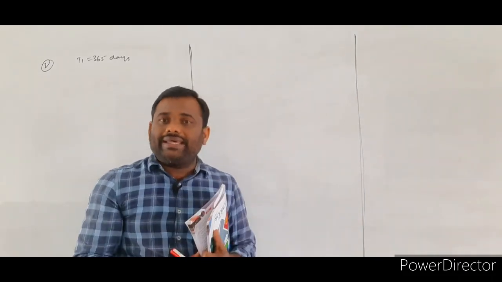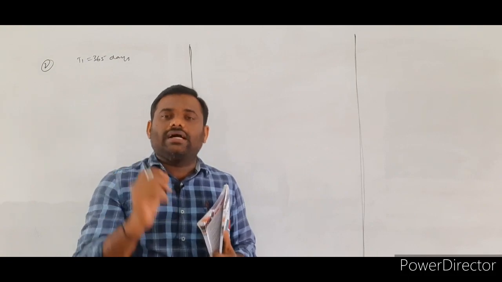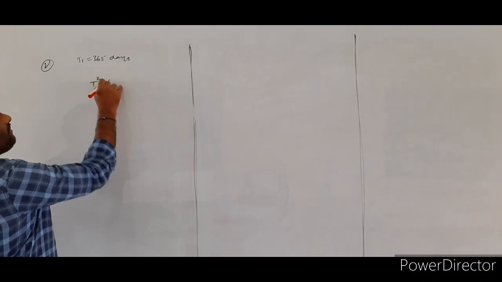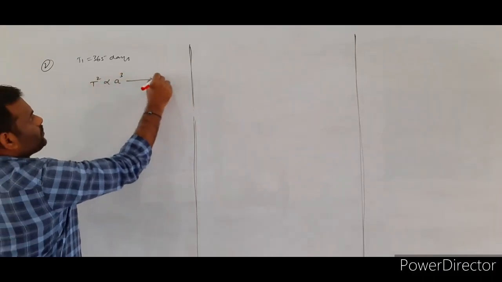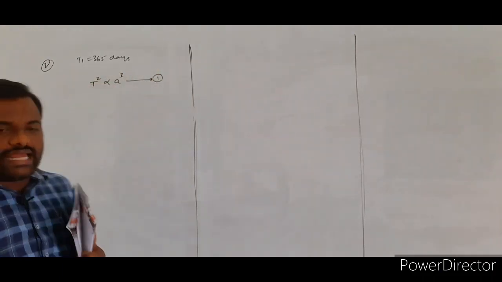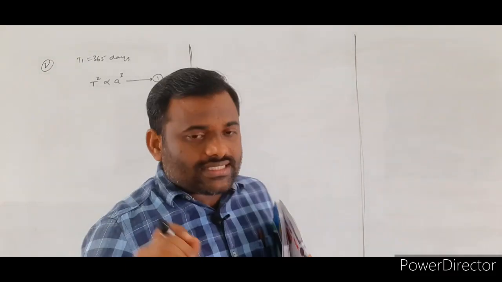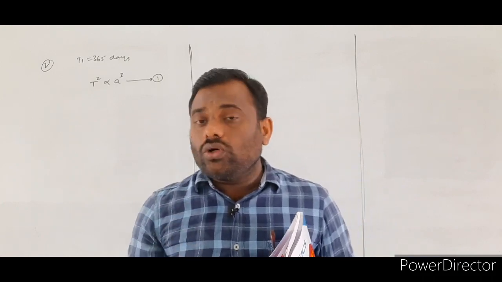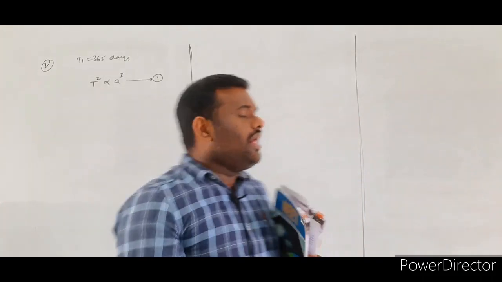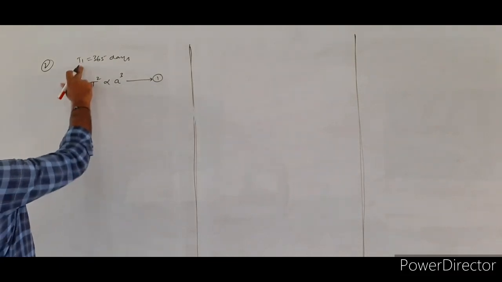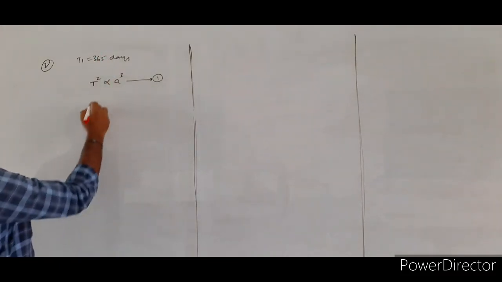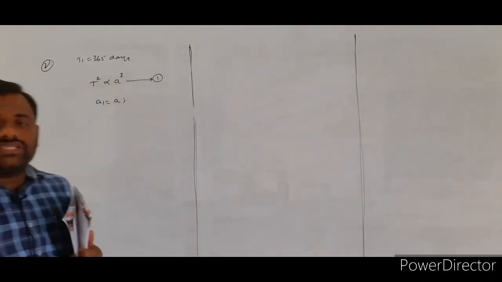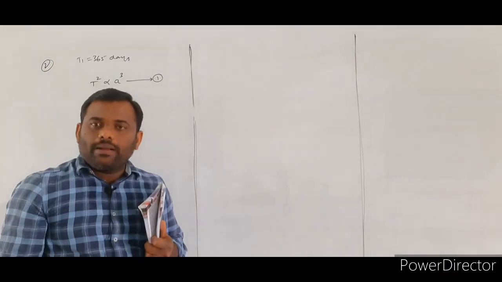So, this problem is based upon Kepler's third law. What is Kepler's third law? The square of the time period of revolution of any planet is directly proportional to the cube of the semi-major axis. According to the given data, T1 is equal to 365 days, and we will assume that A1 is equal to A.